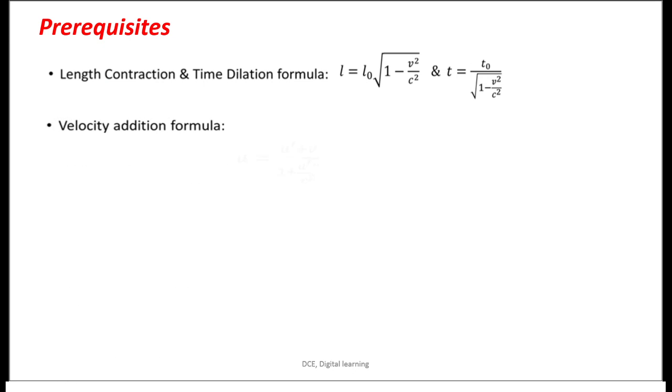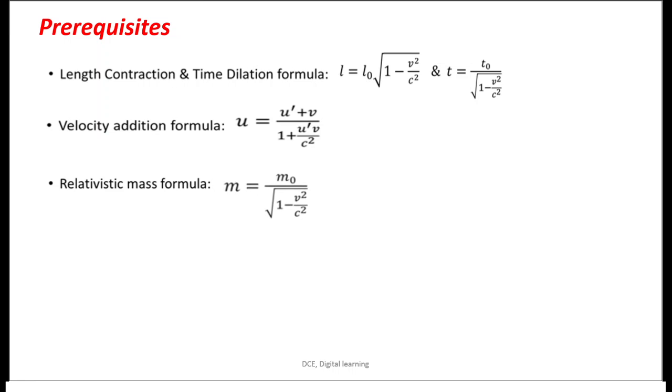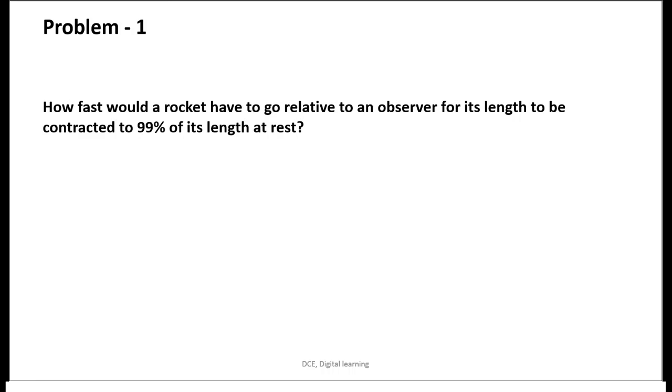And the velocity addition formula, that is V = (u′ + v) / (1 + u′v/c²). The relativistic mass formula, m = m0 / √(1 − v²/c²), and Einstein's mass energy relationship, E = mc². On these formulae, we are going to solve some problems in this session. Let us consider the first problem.